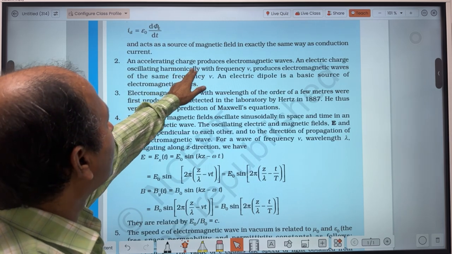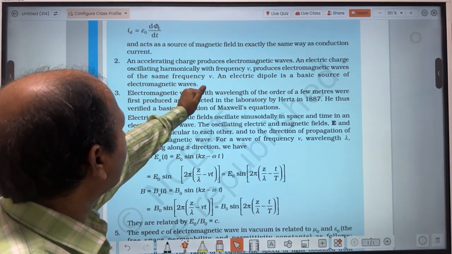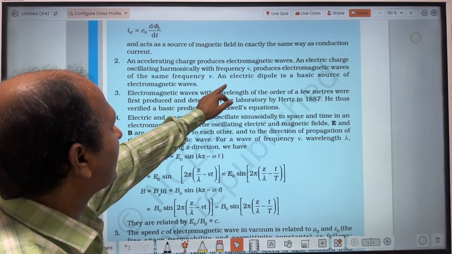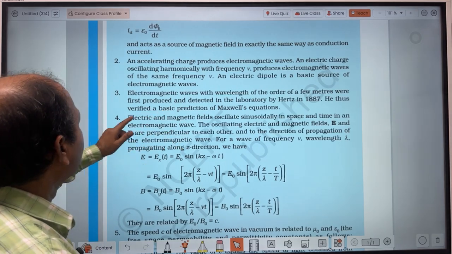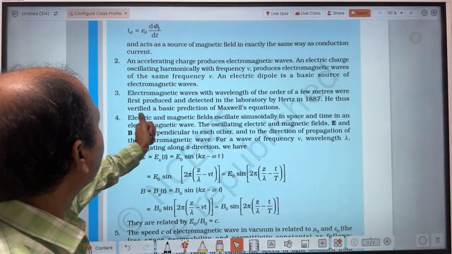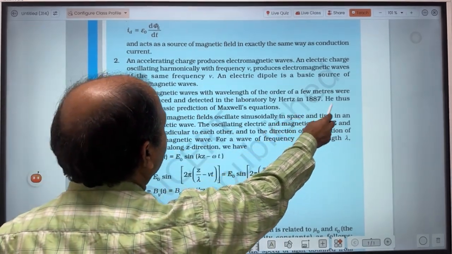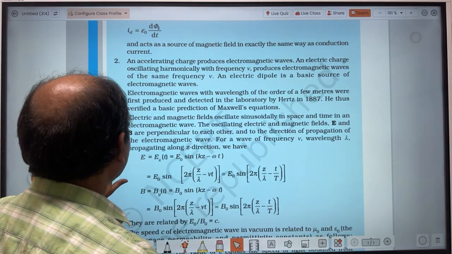Then the second point: an accelerating charge produces electromagnetic waves. An electric charge oscillating harmonically with frequency nu produces electromagnetic waves of the same frequency nu. An electric dipole is a basic source of electromagnetic waves. Third point: electromagnetic waves with a wavelength of the order of a few meters were first produced and detected in the laboratory by Hertz in 1887. He thus verified a basic prediction of Maxwell's equations.